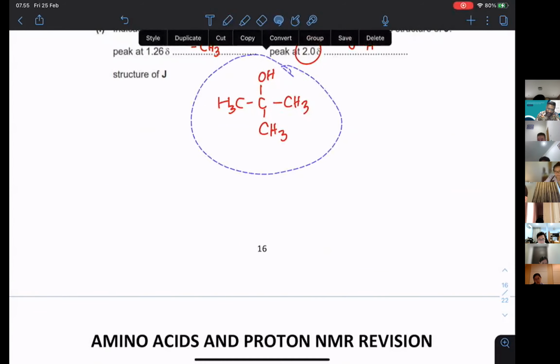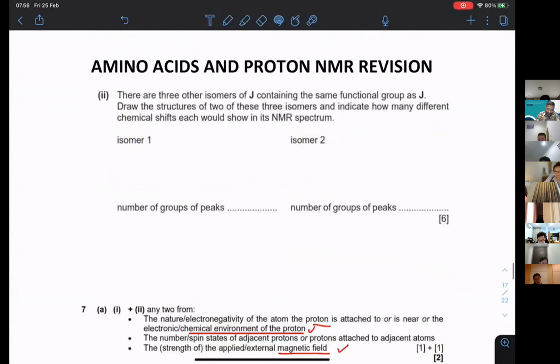I will copy this for the next question over here. I paste it here. Now, there are 3 other isomers of J. Yeah, there are 3 others, with the same functional group as J. Draw the structures of 2 of these 3 isomers, and indicate how many different chemical shifts there are.